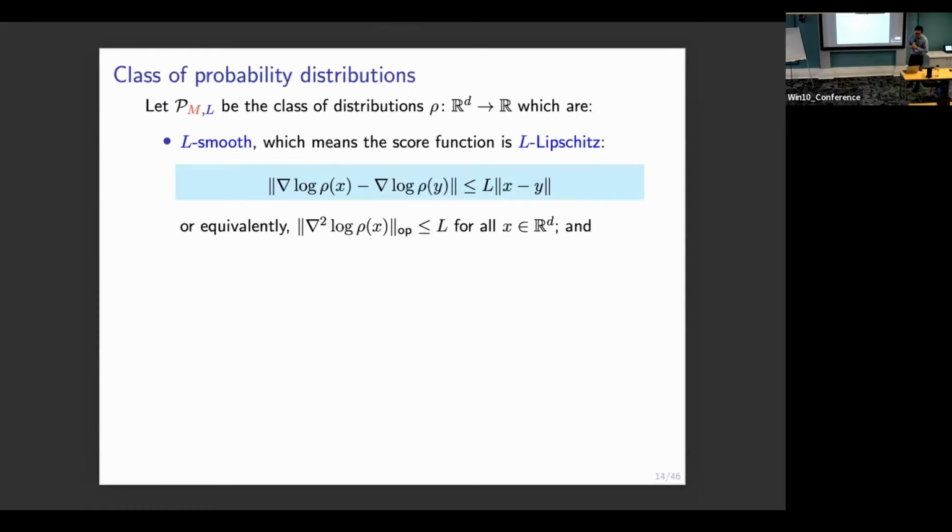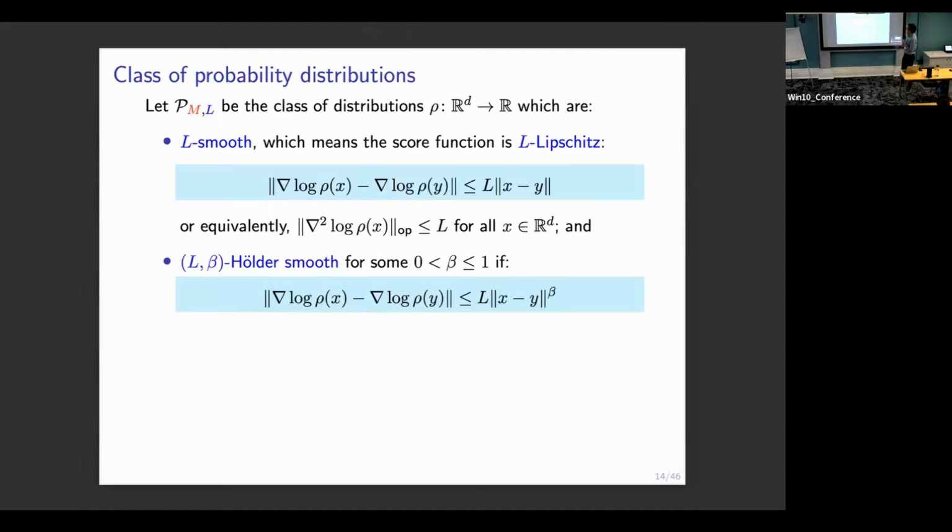So what kind of class do we care about? The minimax rate will hold for this class of smooth and subgaussian distributions. This curly P ML is the class of distributions that has smooth density, which means that the score function is Lipschitz, or equivalently, the Hessian of the log density, which is the Hessian of f, has bounded eigenvalues.